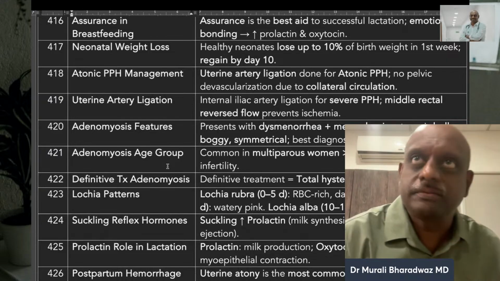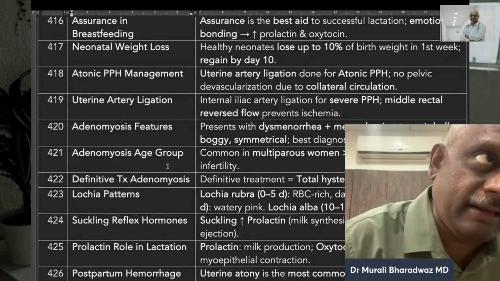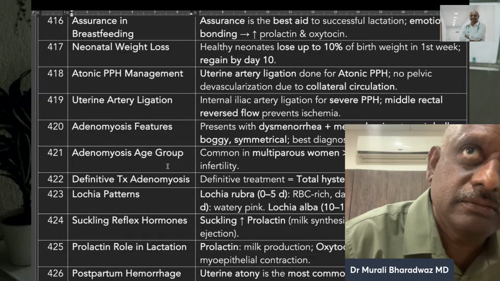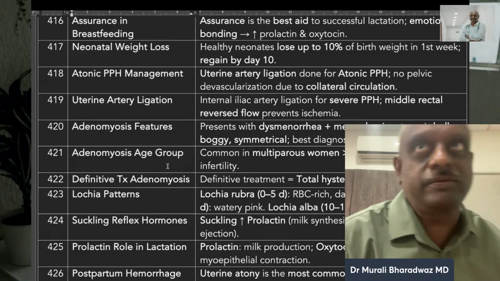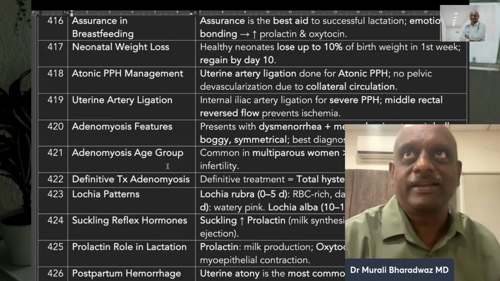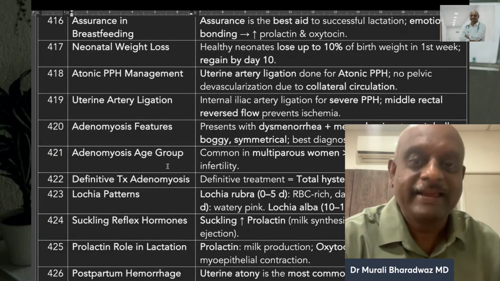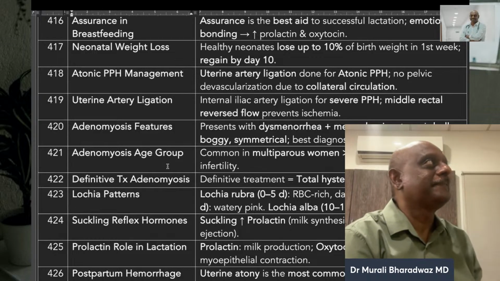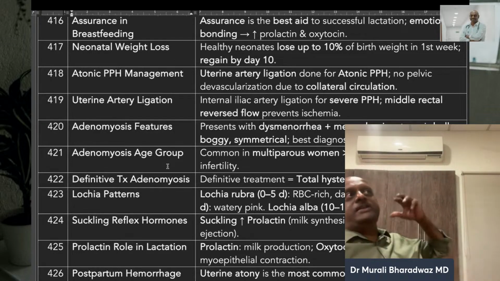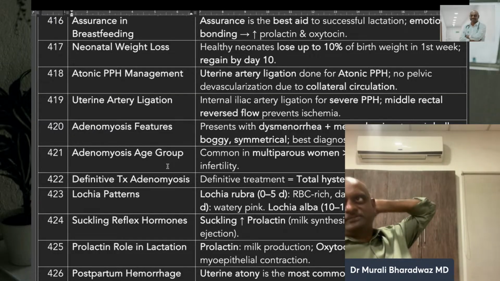Coming to adenomyosis. What is adenomyosis? Growth of endometrial tissue, ectopic endometrium in the myometrium. Growth of endometrial tissue in myometrium. So dysmenorrhea, menorrhagia, uterus is bulky, boggy, symmetrical, best diagnosed with transvaginal ultrasound.